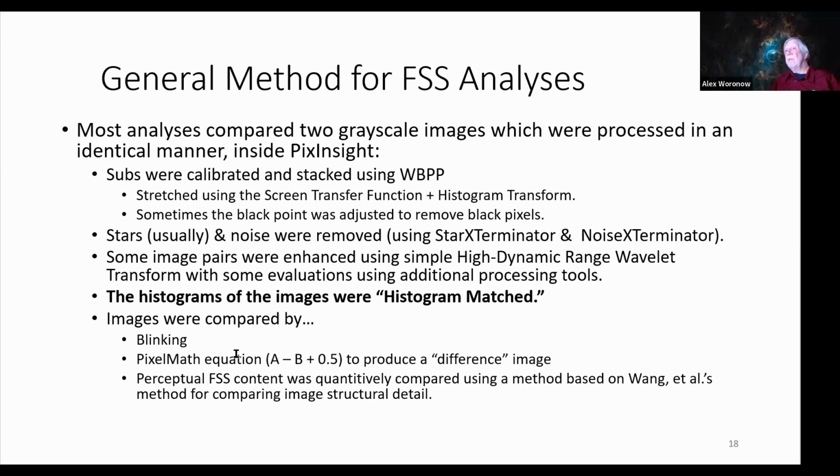Or using one of these other methods, I did a pixel math equation where you take image A, subtract image B, and add a half. If A and B are identical, then you're going to have a uniform gray image at a brightness of 0.5.